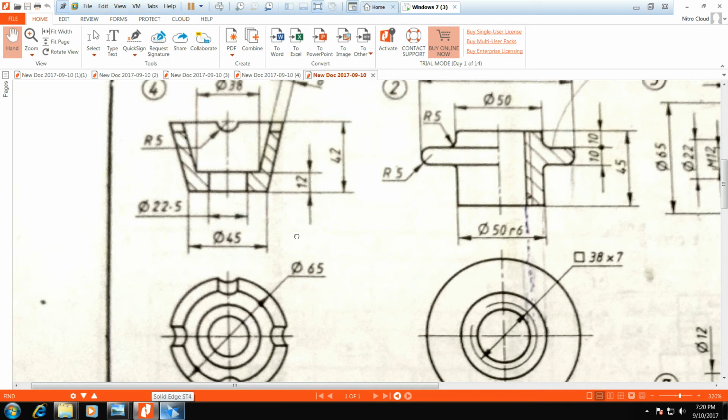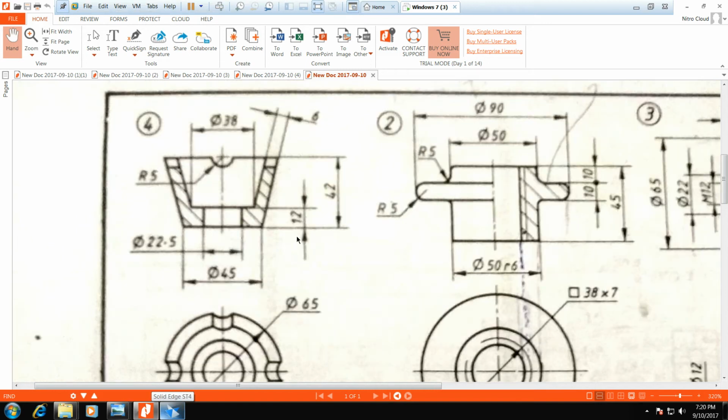Part 4, that is the cup. We are using the revolve option, and hence we are going to draw the half portion of the drawing. That means we have to draw the outline of the drawing, only the half portion. From this point to this point they have given 22.5, so half of it is 11.25, and from this point to this point the dia is 45, so half of it is 22.5.